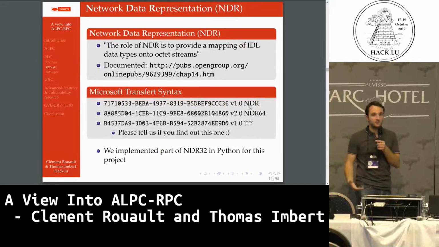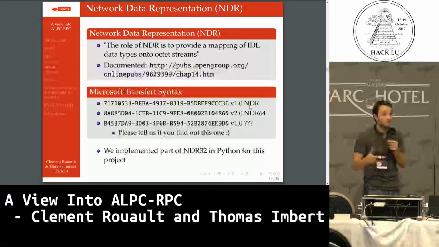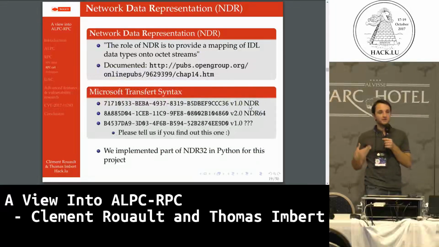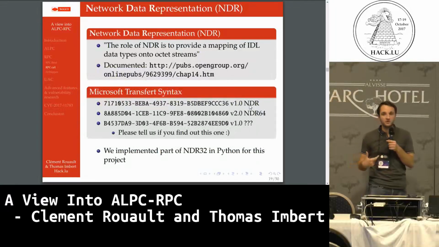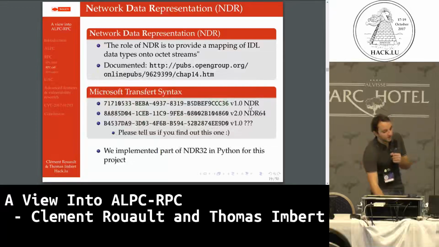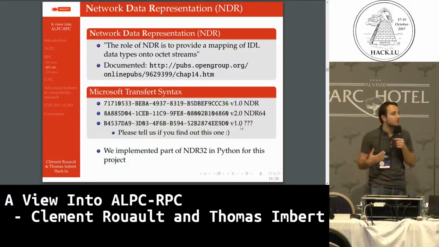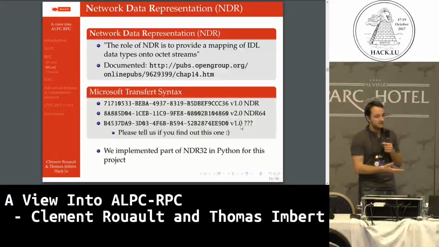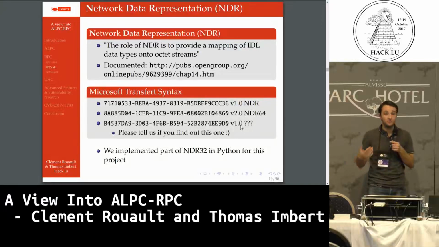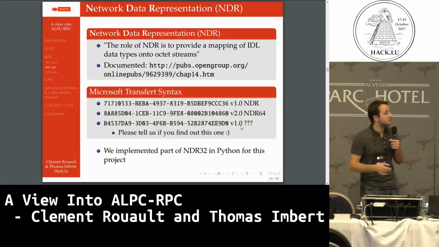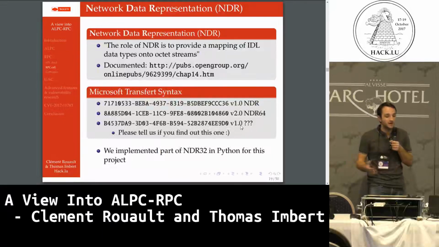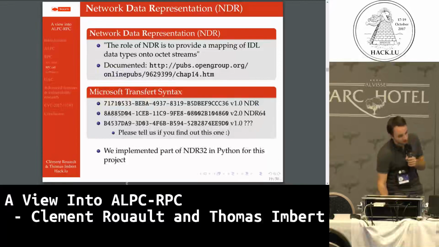We call it NDR32 because pointers are encoded on 4 bytes. And there is NDR64, which is the actual name, where pointers are encoded on 8 bytes. And we found during reversing of the RPC runtime a unique ID describing another transfer syntax. We have no information about it. There is nothing anywhere. We don't even have a name. So if you have any information about this one, please tell us. We will be glad to have some information.